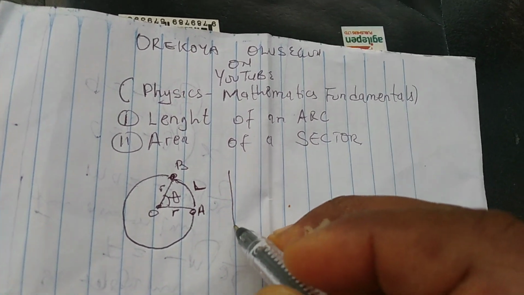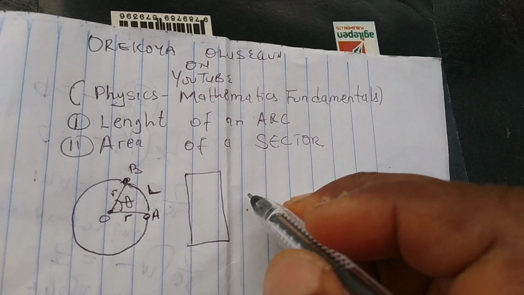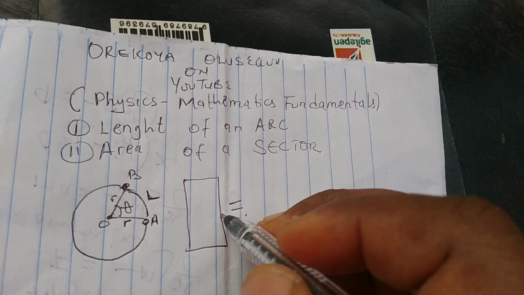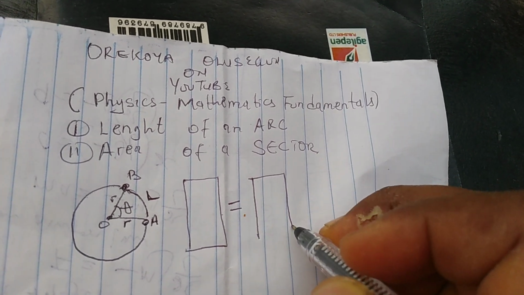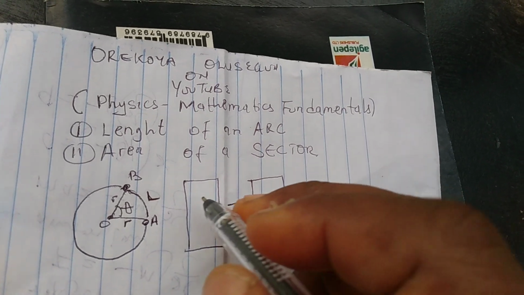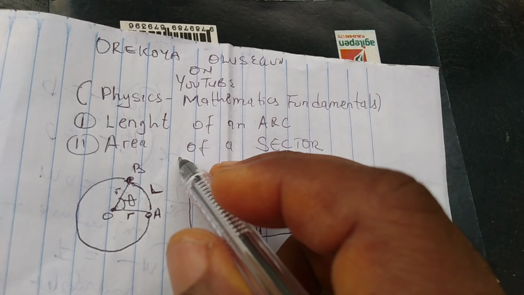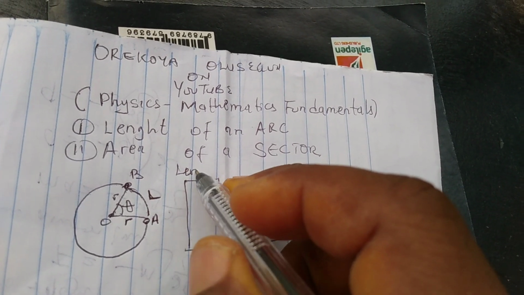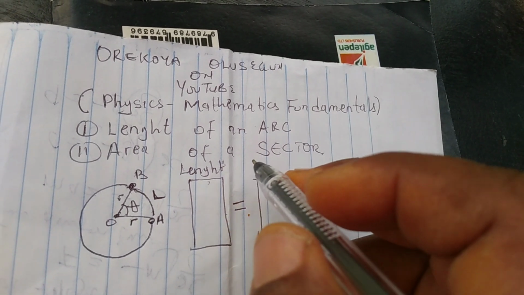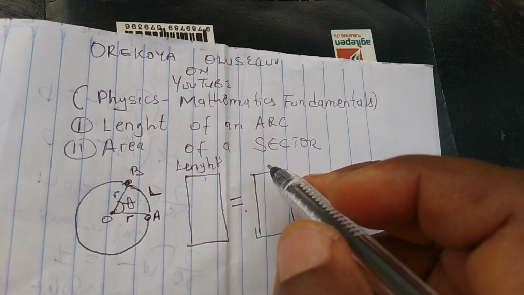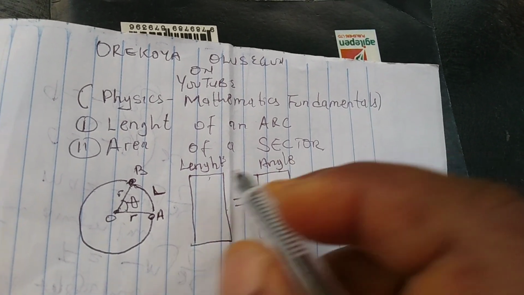Just remember to draw two boxes and equate them to each other. Let the first box be for the length and the second one be for the angle. The first box, let's call it the length box, and the second one, let's call it the angle box, the box for the angle.